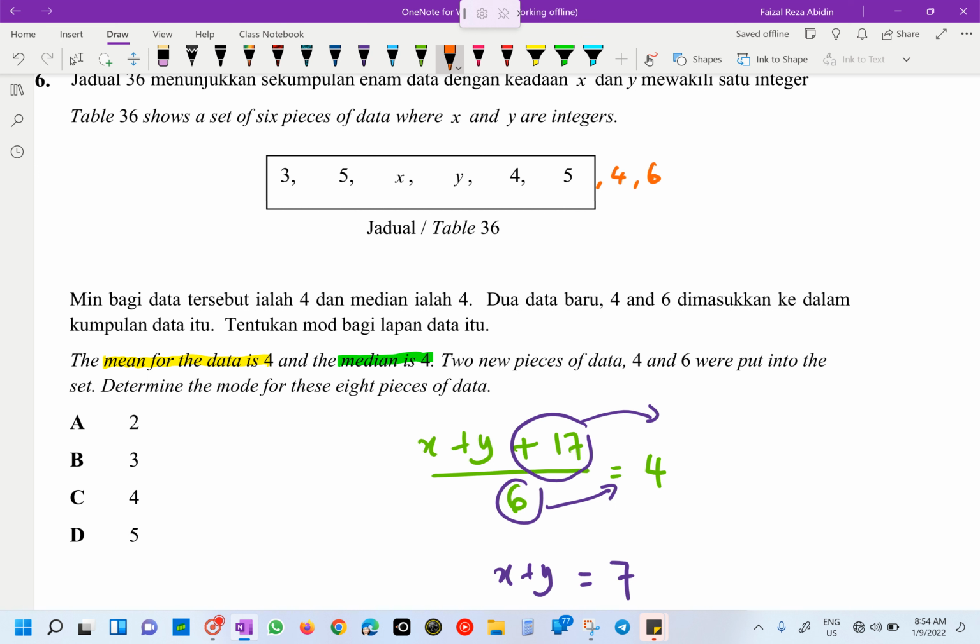2 new pieces of data. 4 and 6 were put into the set. Determine the mode for these 8 pieces of data. Kalau tambah, min akan berubah ke? Tak, pandai cari ke? Number 36 is going to be C.